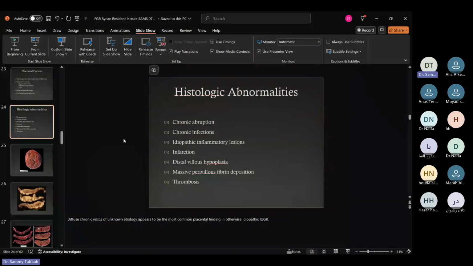Okay, so histologic abnormalities of the placenta. The most common reason that you might have growth restriction from histologic abnormalities is usually abruption of the placenta. But the remainder of these also can be present. So you can have chronic infections of the placenta, inflammatory lesions, which are often secondary to things like lupus or other autoimmune conditions. You can have infarction of the placenta, and in rare conditions such as thrombosis and something called massive perivillous fibrin deposition.